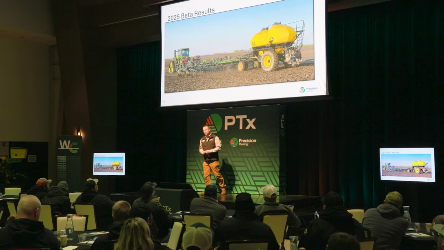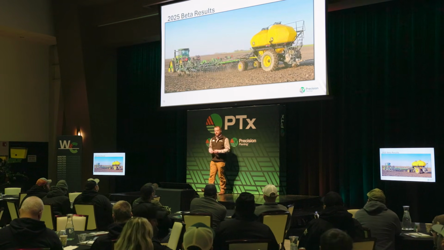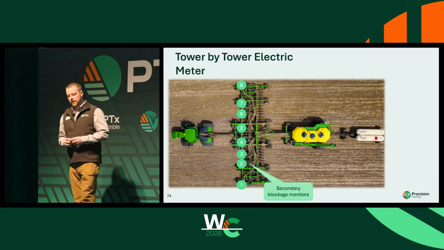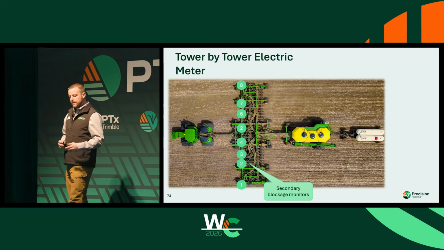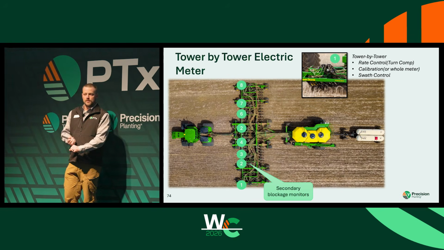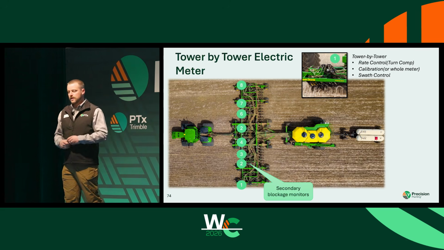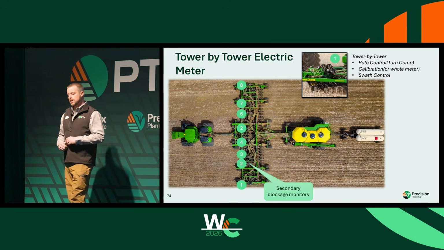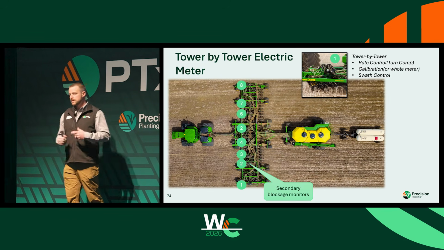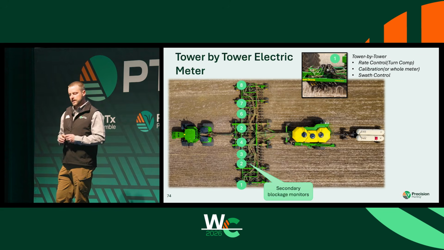So as we look at what kind of results we saw from running this in the field, what kind of capabilities do we have? Again, tower by tower electric metering system, we add to what we already have for a secondary blockage monitor. We again give you tower by tower rate control. So this means that every one of those individual towers could have a different rate. It could unlock capabilities to have turn compensation. It's going to give us a better way to calibrate, as I only really have to calibrate one segment if I want, and I can apply it to the rest. Or I can calibrate the entire thing.